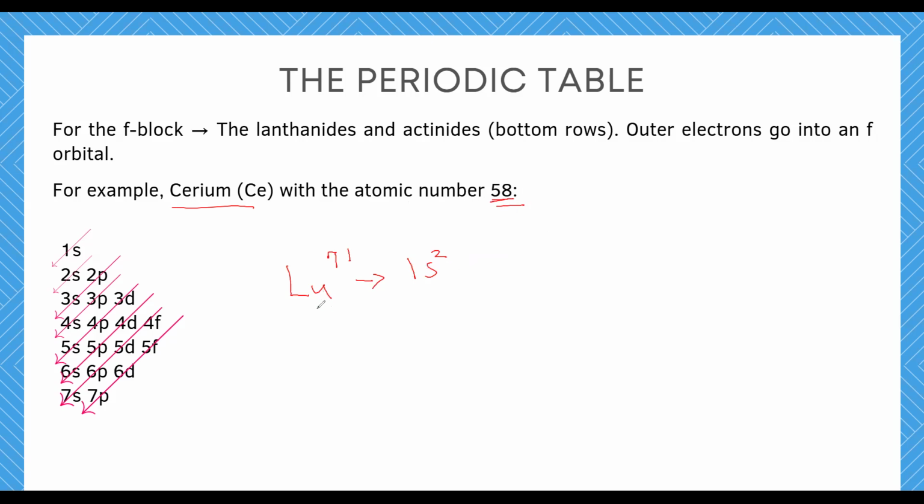All right then. So let's go. Lutetium, we started with 1s2. What's the next one? 2s2. Good. 2p6. Beautiful. 3s2. Okay. 3p6. All right. 4s2. Beautiful. What's next?